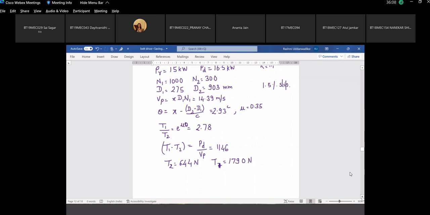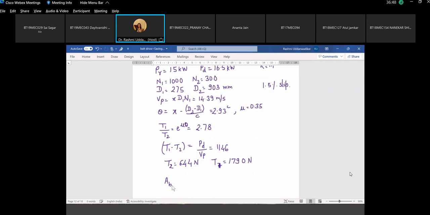641 and 230. Saurabh, what is this? My values were T1 was 1146 and T2 was 647, in case somebody is getting this. For the same value of theta, T1 by T2, my values were T1 was 1146 and T2 was 644. But if all of you are getting 1790 and 644, we'll go with this. Yeah, next step is to get the area.